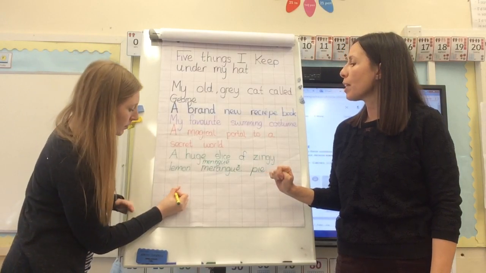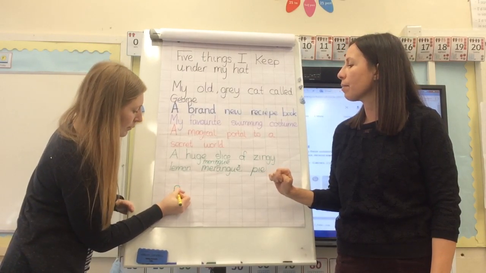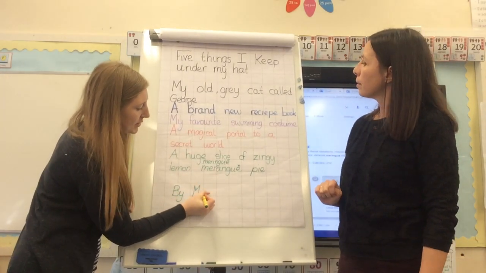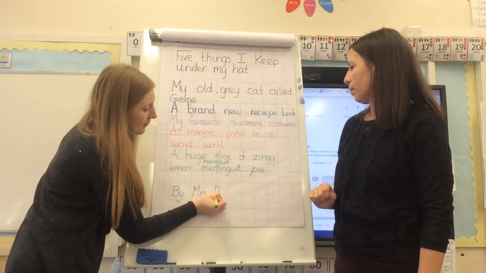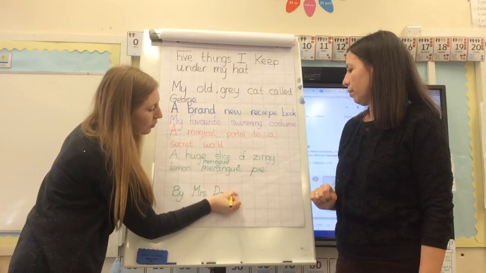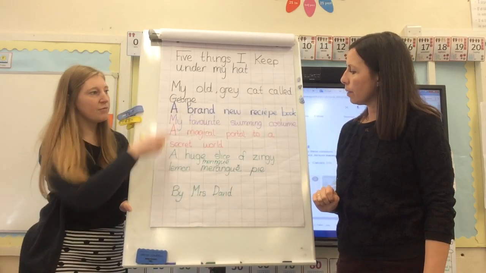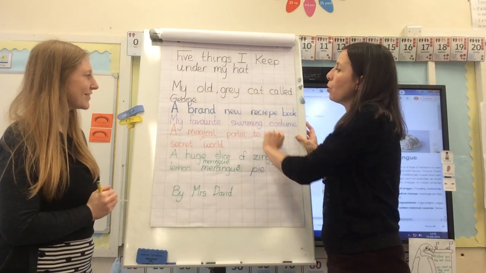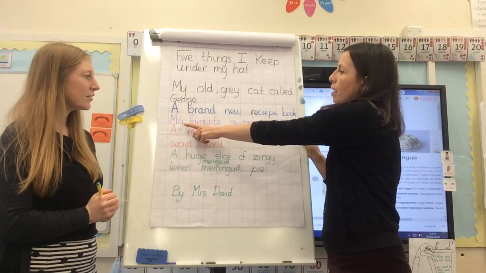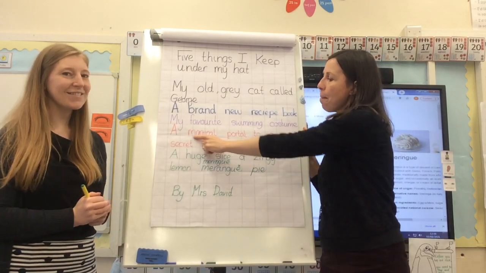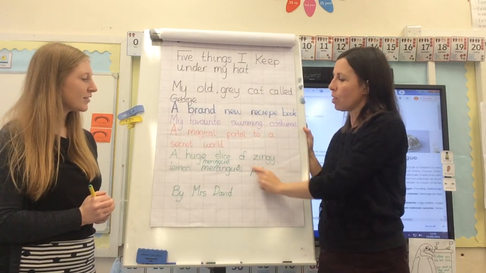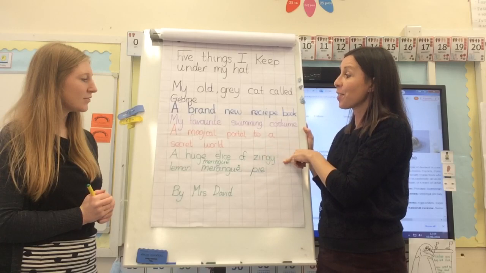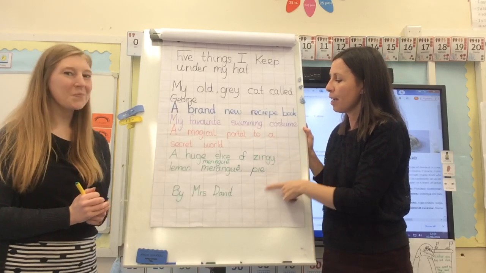of the poem. So this poem is by Mrs. David. Capital letter. By. And then Mrs. David, it's her name, so capital letter. Mrs. David, because it's her poem. She is the author of this poem. That means she wrote this poem. 5 things I keep under my hat. My old grey cat called George, a brand new recipe book, my favourite swimming costume, a magical portal to a secret world, and a huge slice of zingy lemon meringue pie by Mrs.